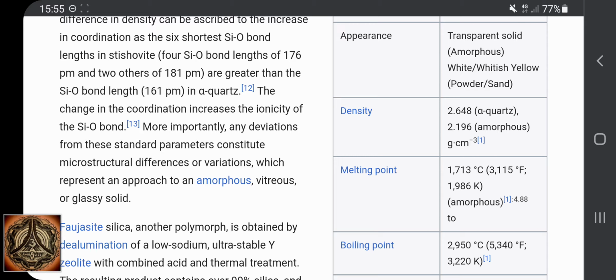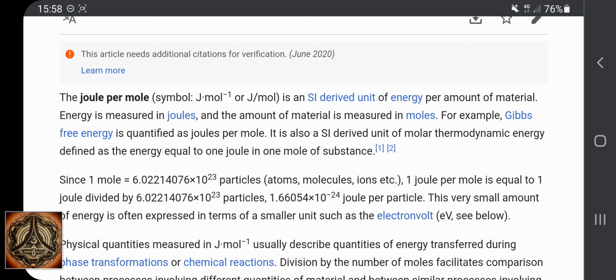Let's check it out. Joule per mole. Yeah, the moles. It is an SI-derived unit of energy per amount of material. Energy is measured in joules and the amount of material is measured in moles. For example, Gibbs free energy is quantified as joules per mole. It is also an SI-derived unit of molar thermodynamic energy, defined as the energy equal to 1 joule in 1 mole of substance.